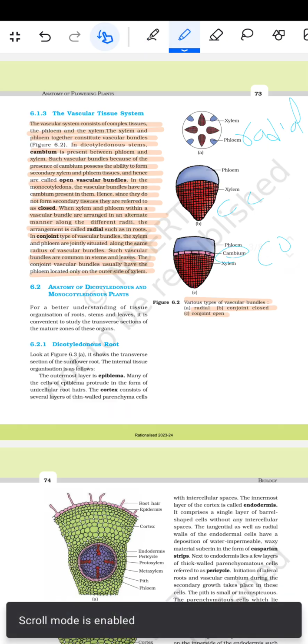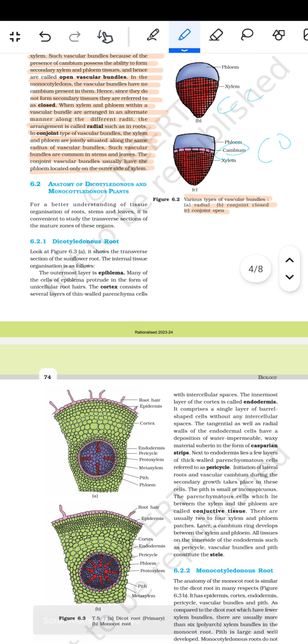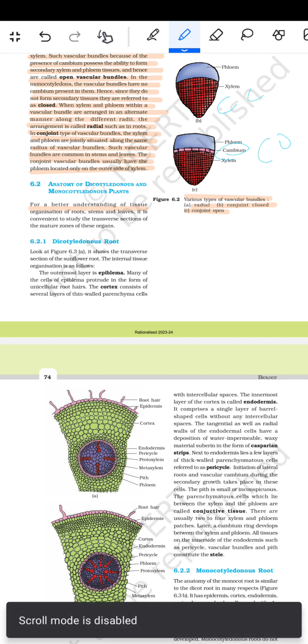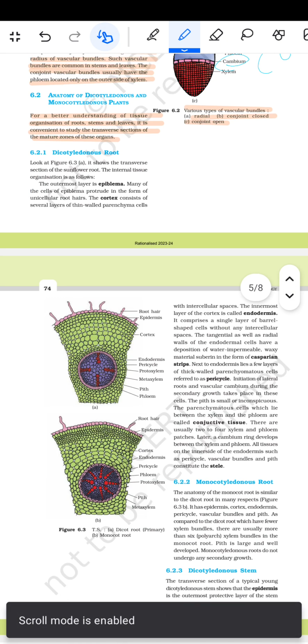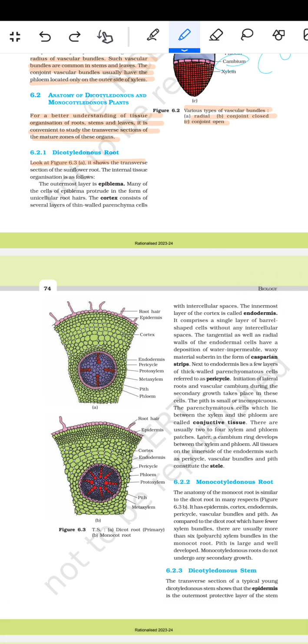Anatomy of the dicotyledonous and the monocotyledonous plant. For a better understanding of the internal organization of the roots, stems, and leaves, it is convenient to study the transverse section of the mature zones of these organs. Dicotyledonous root. Look at figure 6.3a, the transverse section of the sunflower root. The internal tissue organization is as follows.